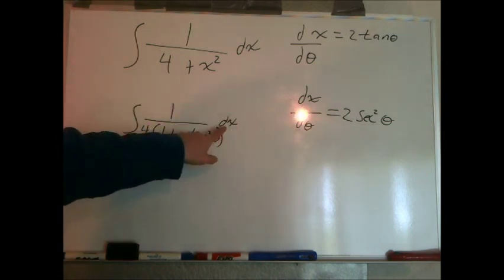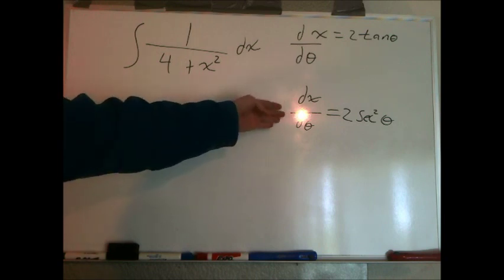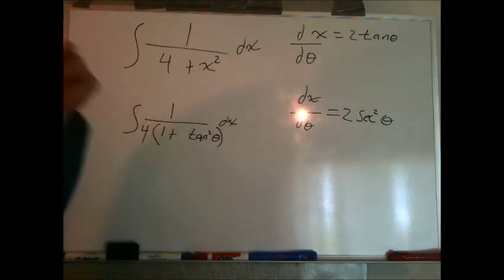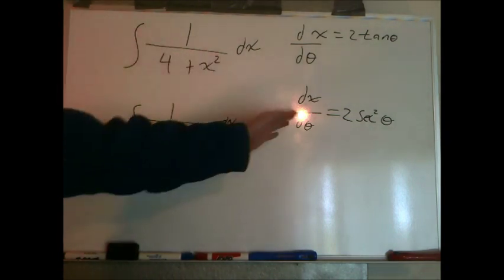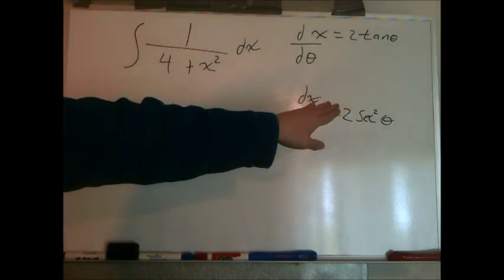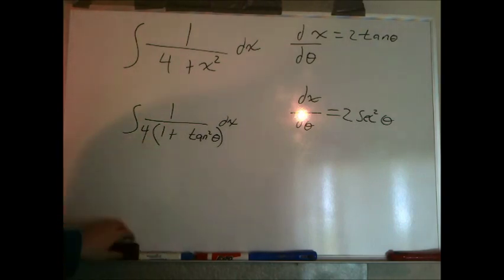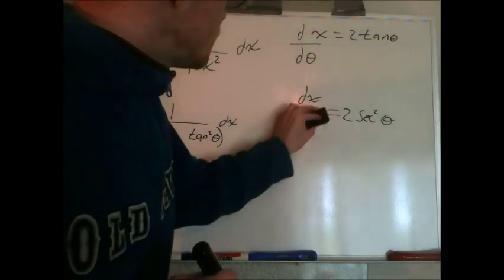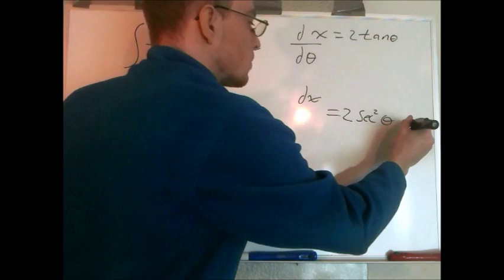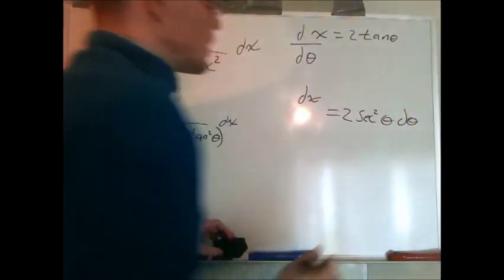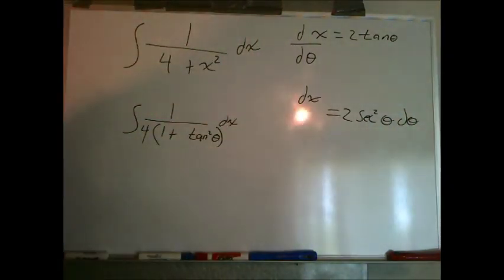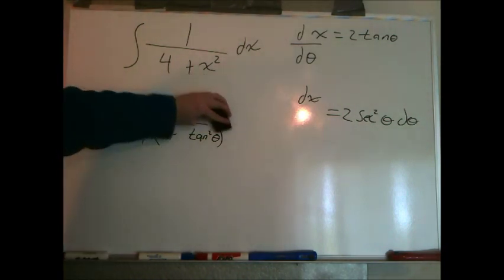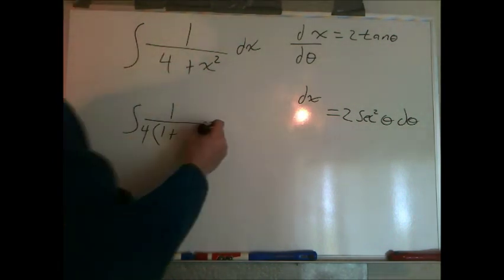I need to find dx, but what I have here is not dx. I have dx over d theta, so I need to find out what exactly dx is. If I separate this and move the d theta to the other side, I will find out precisely what dx is equal to. dx is exactly equal to 2 secant squared theta d theta, which means I can now replace that here by substitution.